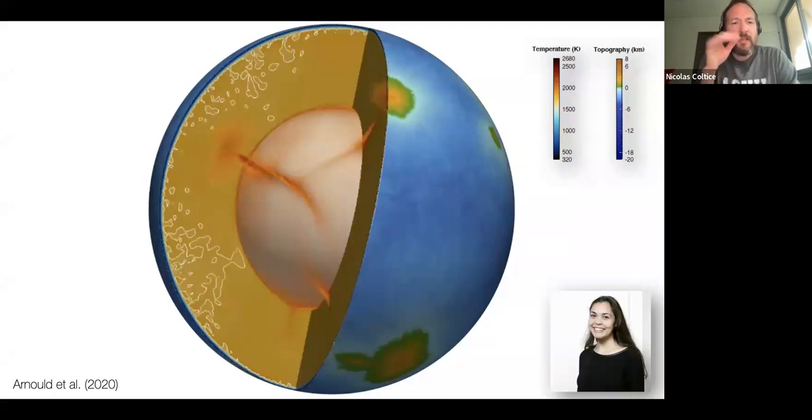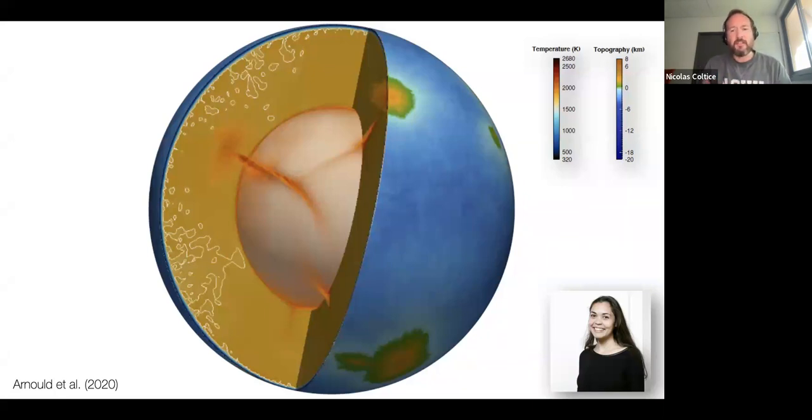You have here an isotherm that is colored in white, so that you can see the base of the lithosphere here, and you can see that there are little drops that are sinking into the mantle. This model that Maëlys Arnoux has computed shows a planet for which there is not really tectonics at the surface. There is some topography caused by the plumes, but there is just one plate. It's a one-plate planet. The lid at the surface is quite homogeneous and nothing really happens.